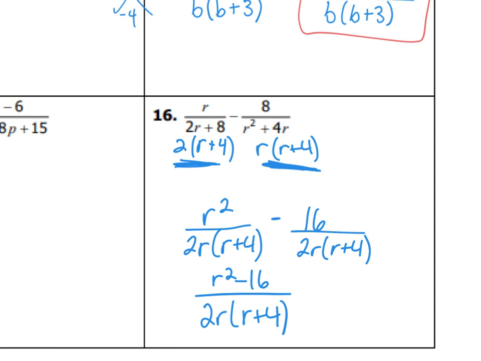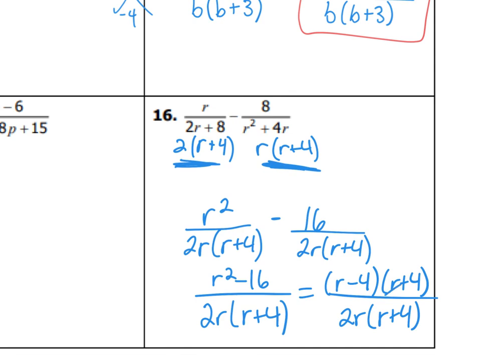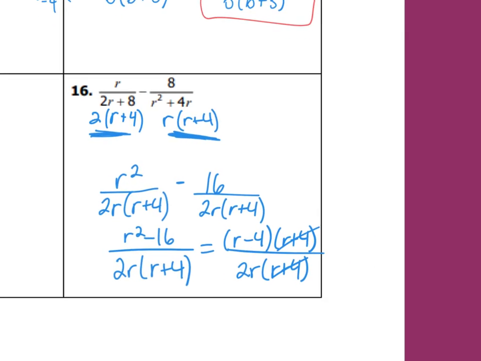I know that the bottom is fully factored, but what about the top? Perfect square. Good. Difference of squares is what we call that. What will that break down to? Perfect. R minus 4, r plus 4 over 2r times r plus 4. What's going to cross off here? R plus 4. And we're left with just r minus 4 over 2r. Will that simplify? No. Okay. If they're both fully factored, the numerator and denominator, a binomial and a monomial will not simplify. So please don't try to do that.